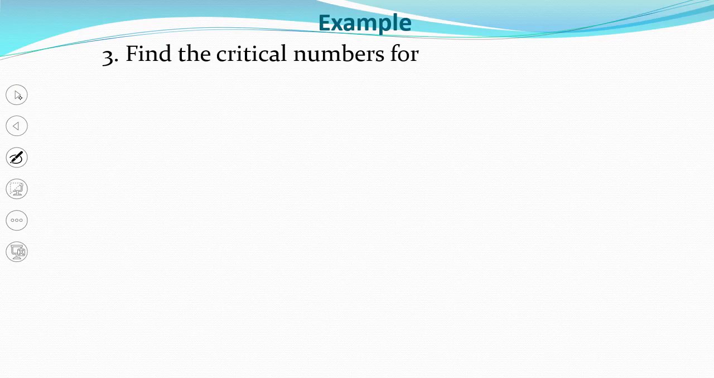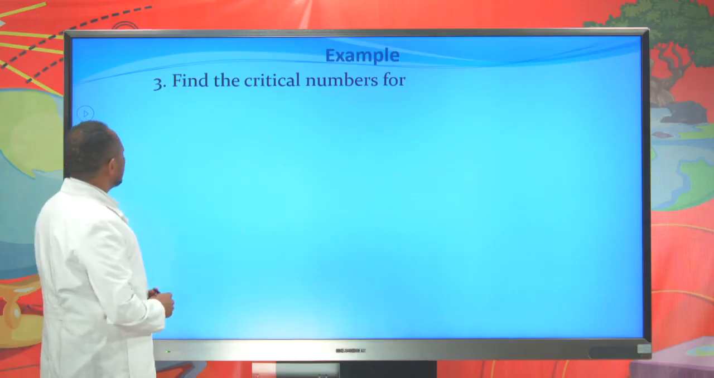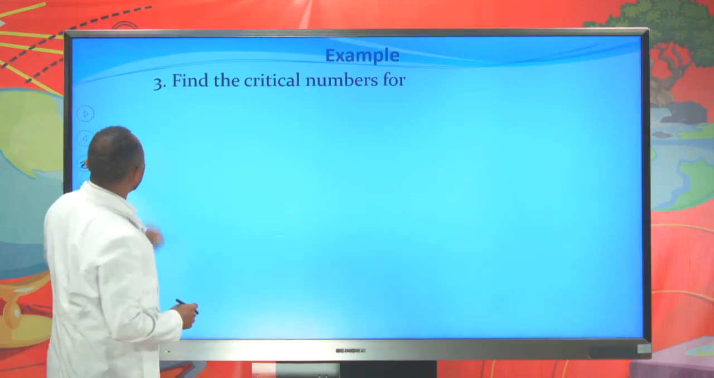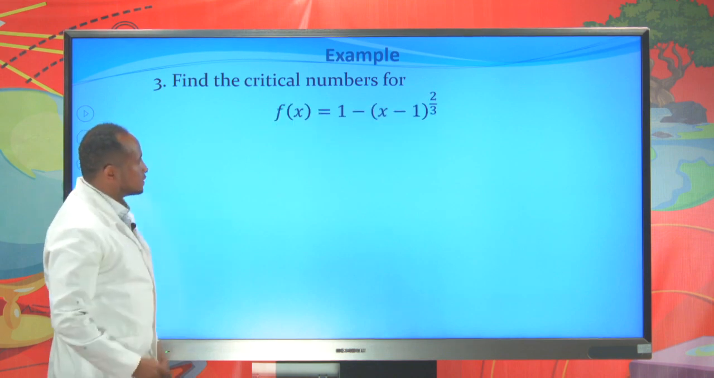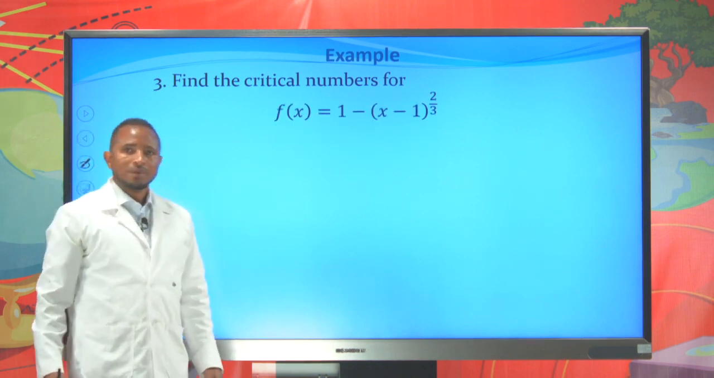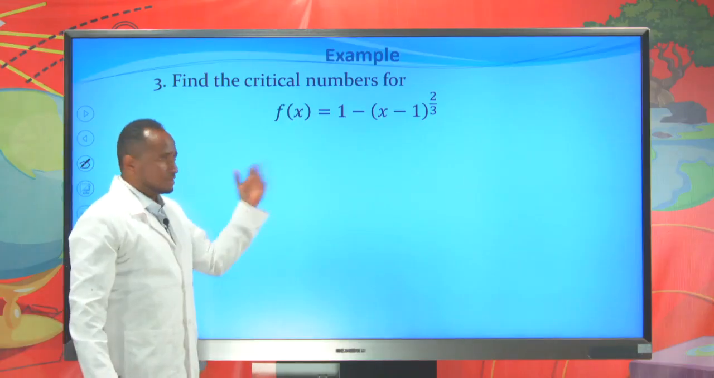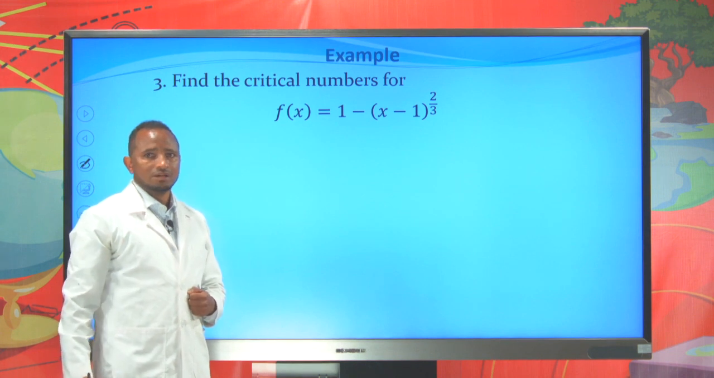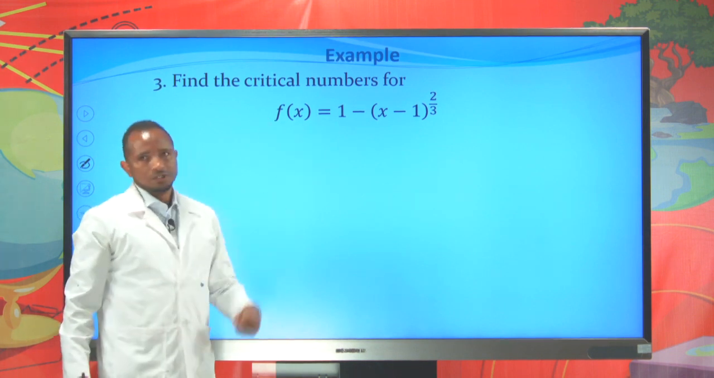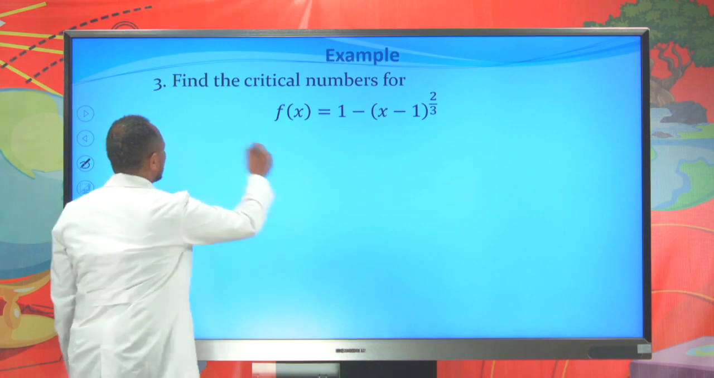Okay, the third example says: find the critical numbers for f of x equals 1 minus (x minus 1) to the power of 2 over 3. So let's find the critical numbers. To find the critical numbers, simply we differentiate this expression. Solution.